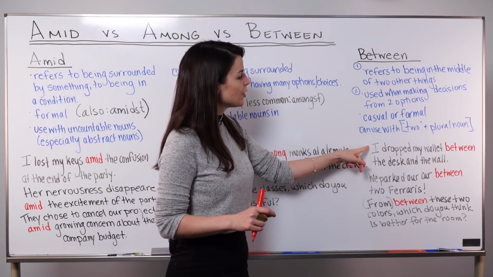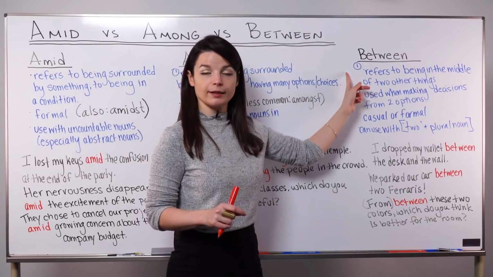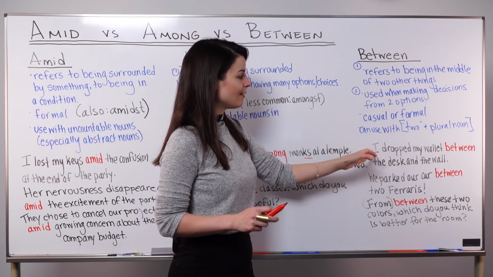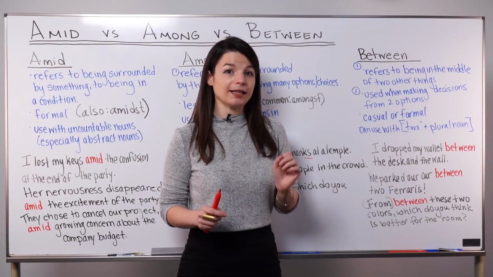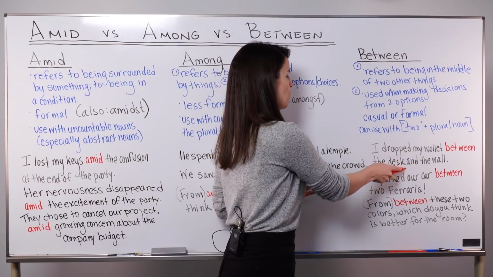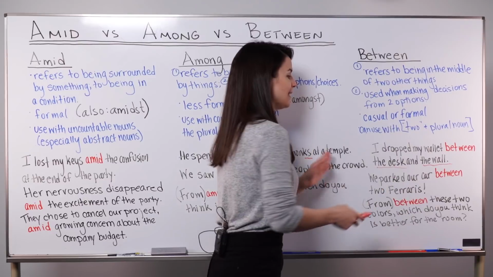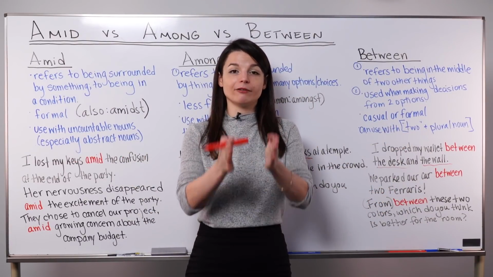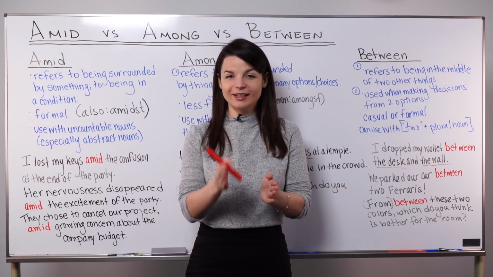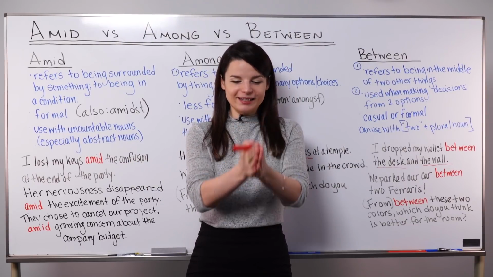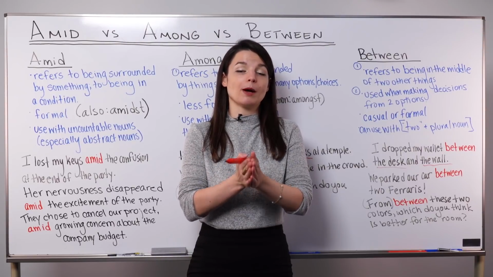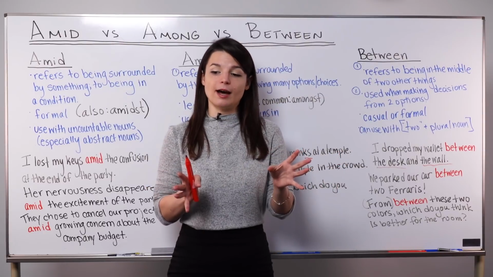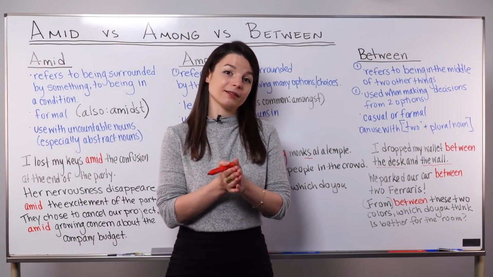So first, I want to talk about point 1 here, some examples with point 1. First, I dropped my wallet between the desk and the wall, between the desk and the wall. So here there are 2 things, 2 nouns, the desk and the wall. So that means the wallet is in the middle of those 2 objects. If my desk is here and the wall is here, my wallet is in the middle of those 2. So I dropped my wallet between A and B in this case. So that shows us something is in the middle of something else.